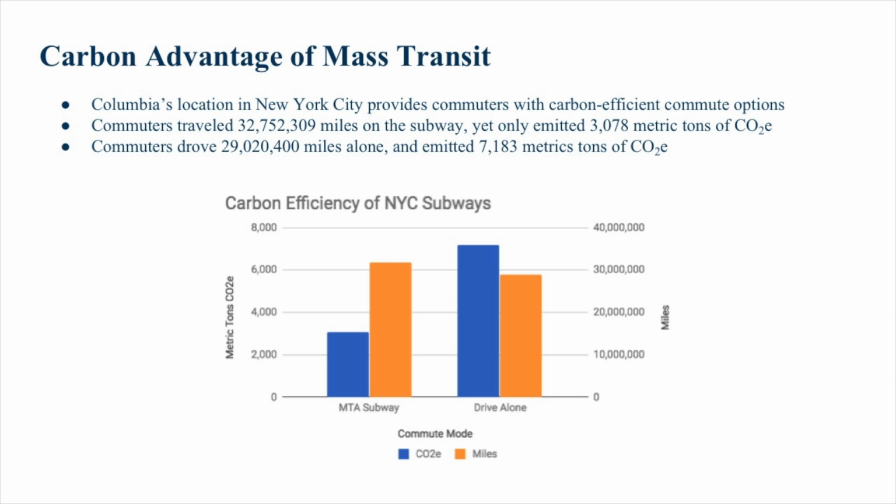This graph compares the miles traveled on the MTA subway and driving alone and the emissions of those same commute modes. And as you can see, the miles traveled by each of these commute modes was pretty similar, with around 32 million miles traveled and 29 million miles traveled. However, driving alone accounted for over 2 times as many emissions, emitting over 7,000, whereas the subway only emitted 3,000. And so since Columbia has access to these efficient commute modes as a university, we really should try to utilize it because it allows us to have an efficient carbon footprint from commuting.